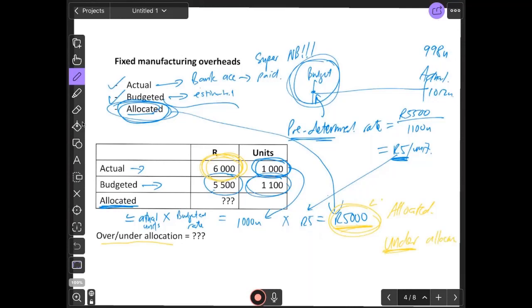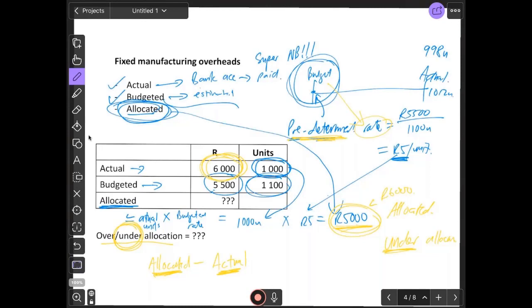So this is an under allocation, and the under allocation is the difference between the allocated and the actual. Never budgeted. We don't bring budgeted in here at all. Budgeted we only use for the rate. That's all we use the budget for. From there on, it's the difference between what we allocated in the absorption costing income statement, less what we should have allocated if we had known how much we're going to spend and how much we're going to make. So can you see, after the under allocation was added, it's an expense, we will end up with the actual.